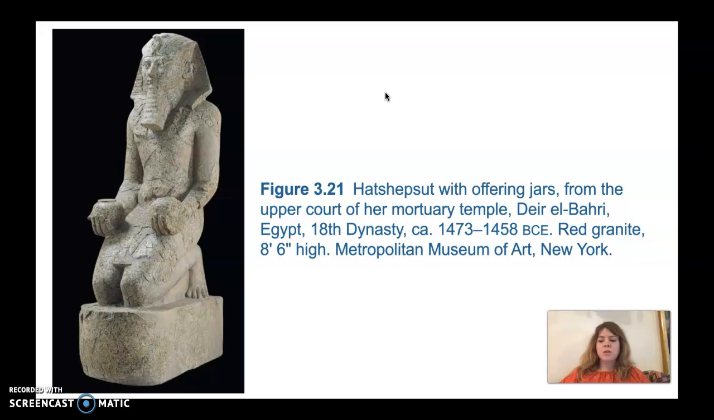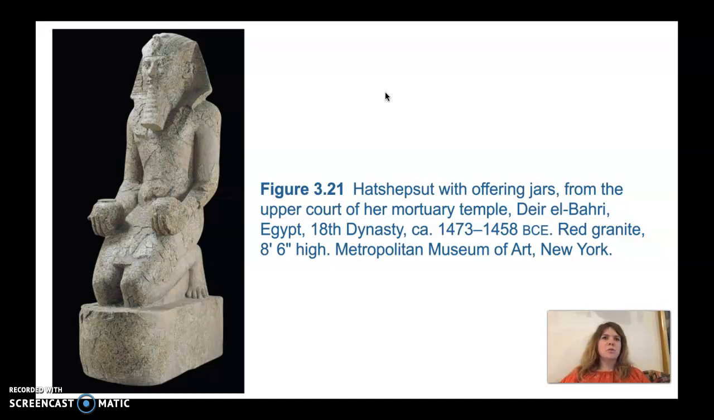But here she's kneeling, and she actually has globe-shaped offering jars, and she has those in each hand, and she's taking part in a ritual offering to the god here, or to the gods, I should say. And she's wearing the king's beard. She has the king's headdress on. So she is anatomically male here, but we know it's her from inscriptions, I believe, on the actual sculpture.